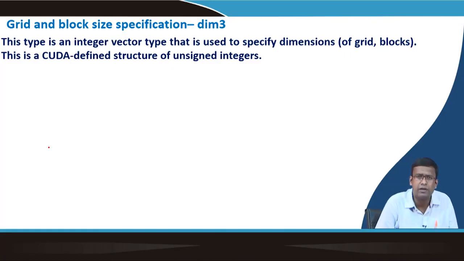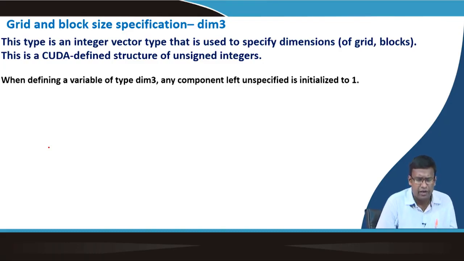So the type of dim3 is an integer vector type which is used to specify dimensions of grids and blocks, and there is a CUDA defined structure of unsigned integers. When defining a variable of type dim3, any component we do not specify is initialized to the value 1.